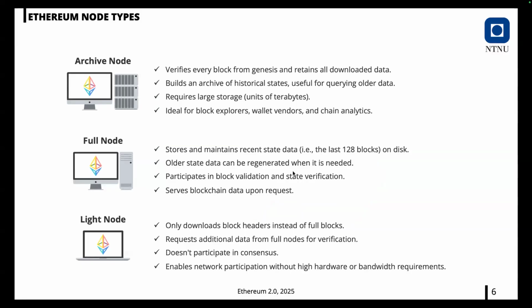So again, we have the three kind of nodes, same as with Bitcoin. We have the archiving nodes, we have the full nodes, and we have light nodes. The difference between Bitcoin full nodes and Ethereum archiving nodes is the concept of a state.